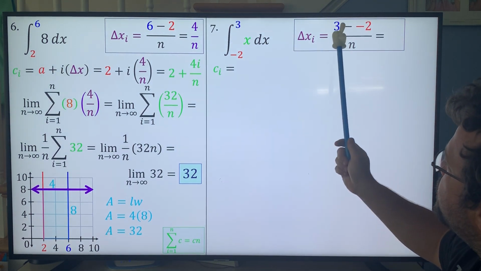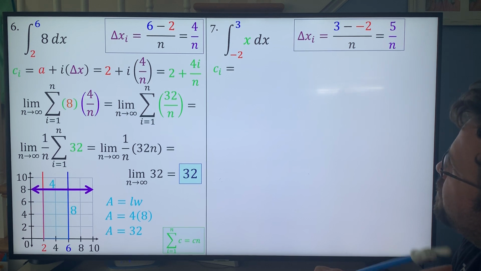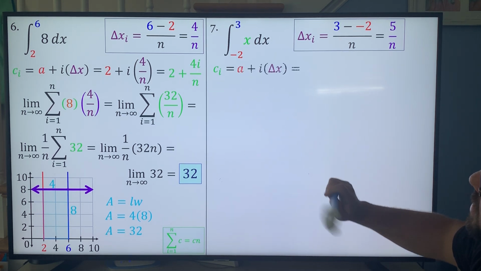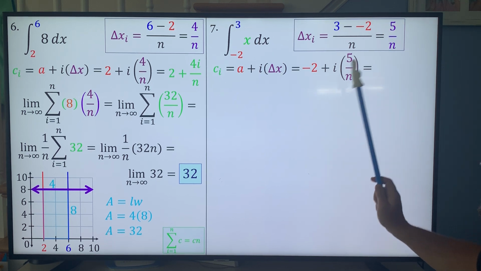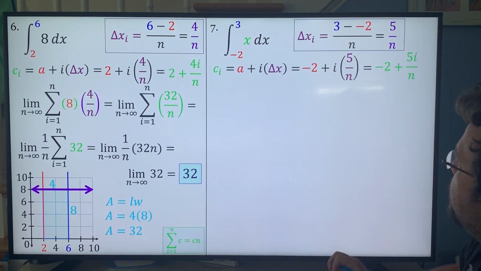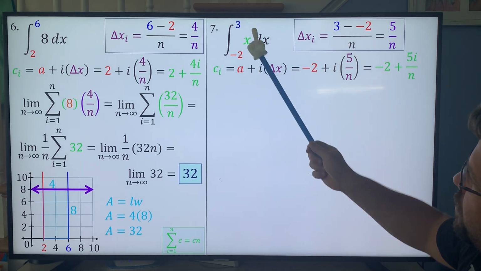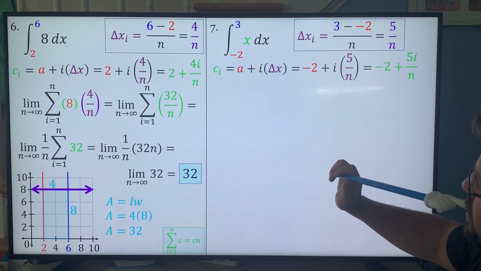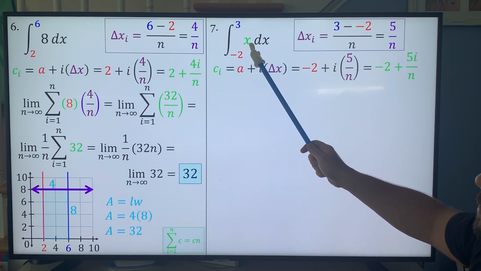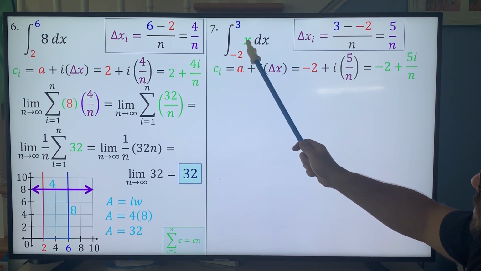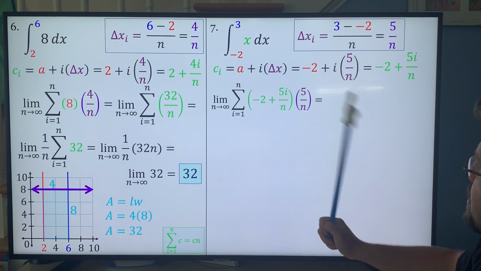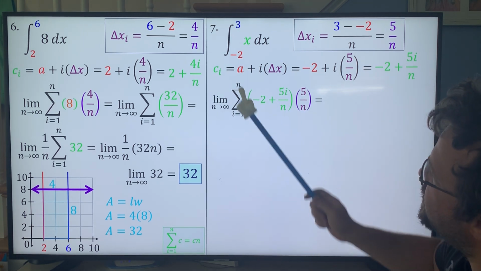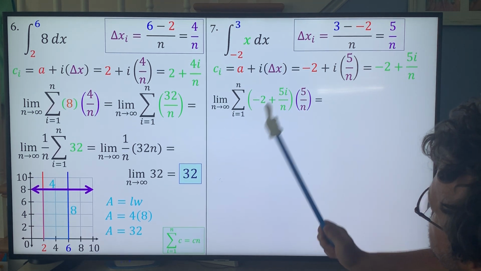b minus a, 3 minus negative 2 is 5 over n. ci is a, which is negative 2, plus i times 5 over n, so negative 2 plus 5i over n. Now, when we plug it into our equation, we have f of x. So we just plug this in for x, and then we have times delta x. All right, f of c, the function is x, so it just goes right in there.